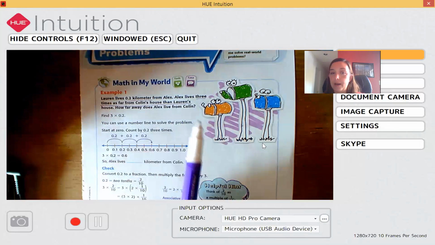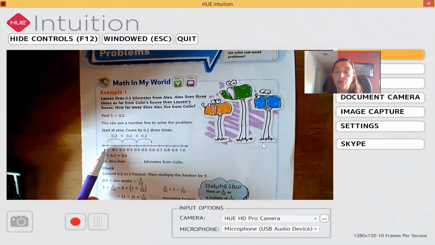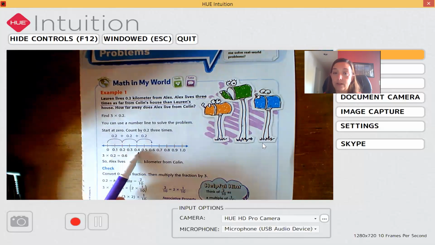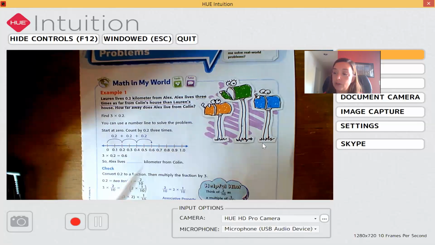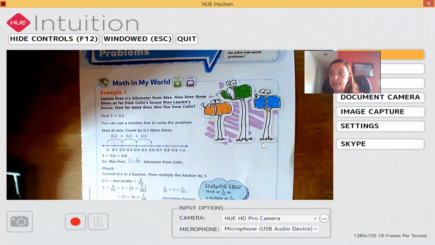So we could use a number line to solve this problem. And we can do that by starting at 0, and then we're going to make 3 jumps of 2/10. So if I jump 1 jump of 2/10 gives me 2/10. Another jump gives me 4/10, and then one last jump gives me 6/10. So 3 times 2/10 equals 6/10. So Alex lives 6/10 kilometer from Colin.